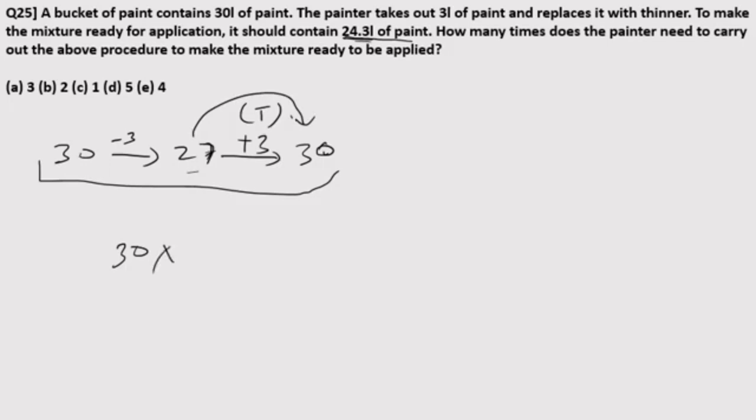So 27 by 30, as I am adding thinner, the strength of paint will reduce. 27 by 30 is 9 by 10, so 0.9, right? 30 into 0.9 is 27. Now again multiply, again another operation, again 0.9, so this is 27 into 0.9, that is 24.3. So how many times operation? 2 times. This is option B. Let's move to next question.